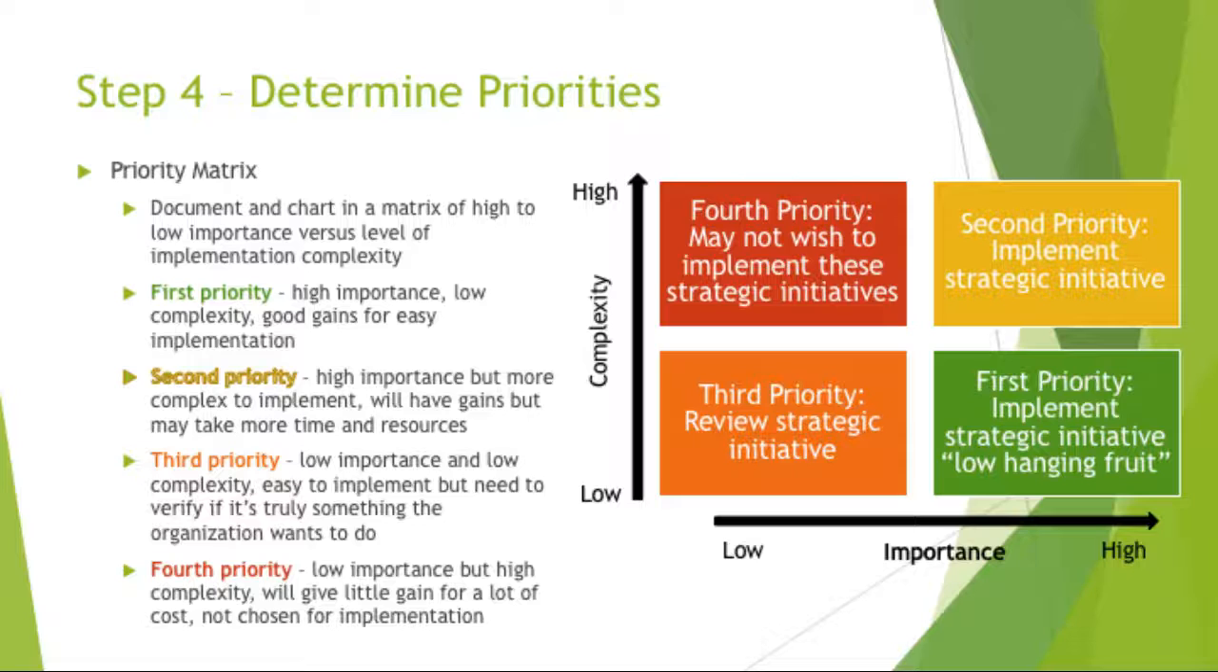The second priority have high importance but are more complex to implement and will have gains but may take more time and resources. The third priority have low importance and low complexity. These are easy to implement, but you need to verify if it's truly something the organization wants to do. The fourth priority, low importance but high complexity, will give little gain for a lot of cost and effort and generally are not chosen for implementation.